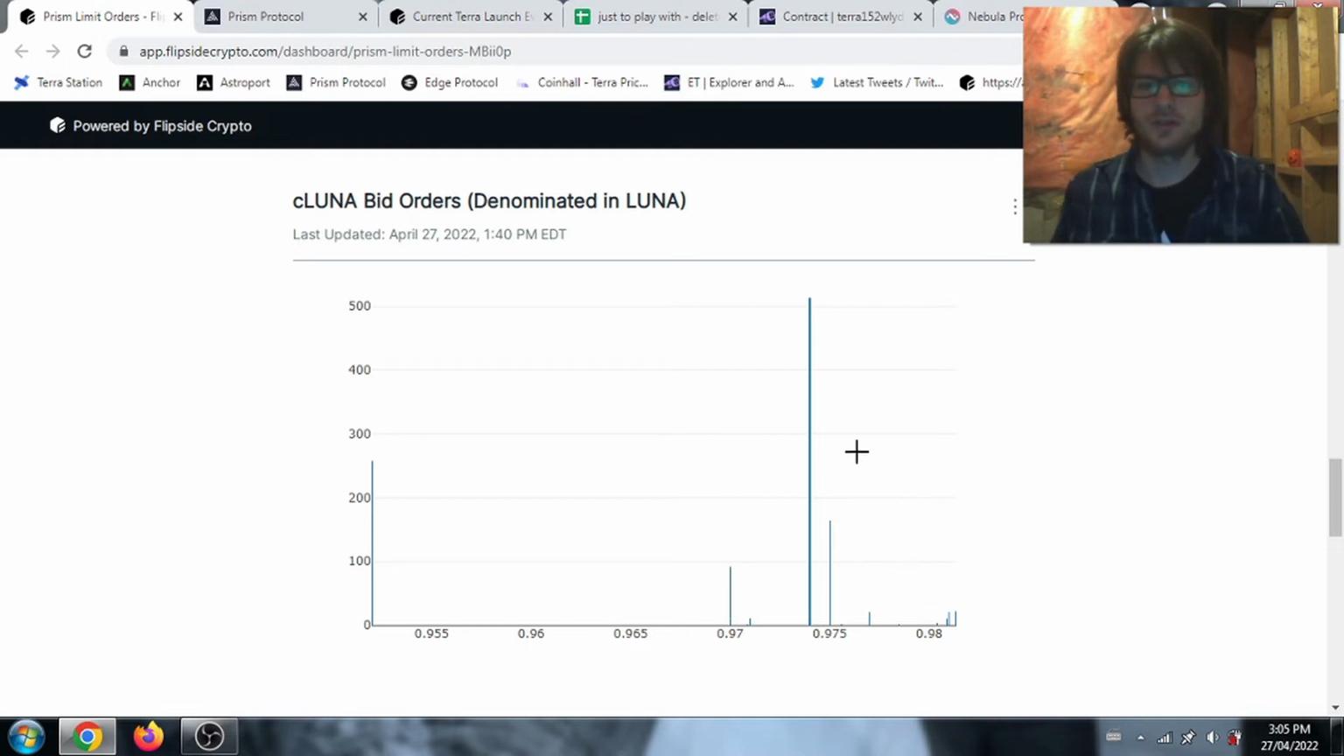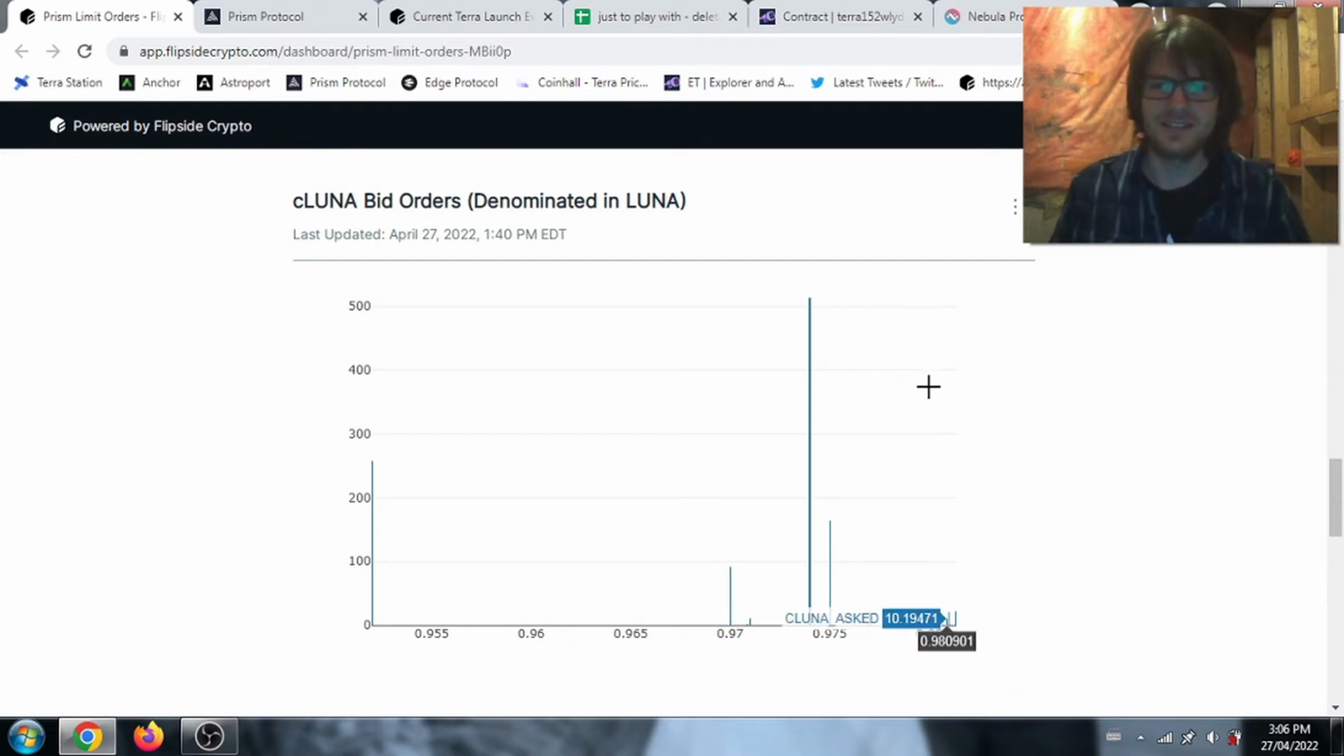So for that reason, if the price of C Luna falls denominated in Luna, check this out, just look at the axis right here. There is 500 Luna sitting in the Prism smart contract waiting to buy C Luna. If C Luna falls to 0.97 Luna, okay, you can see it on the screen. If you can't understand what I'm saying, just look at the screen right here. It's right before your eyes.